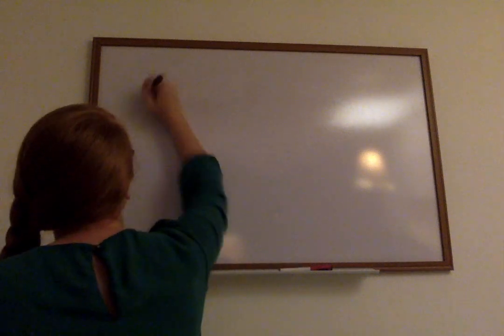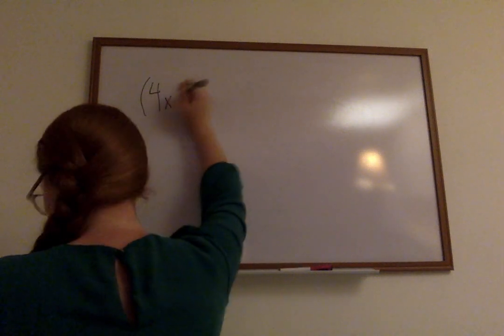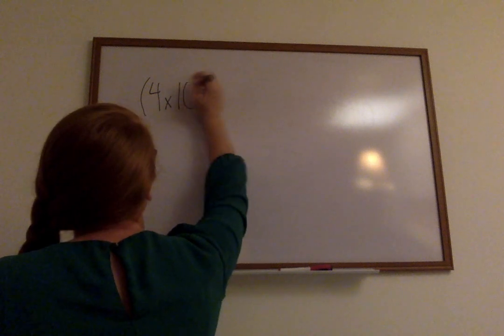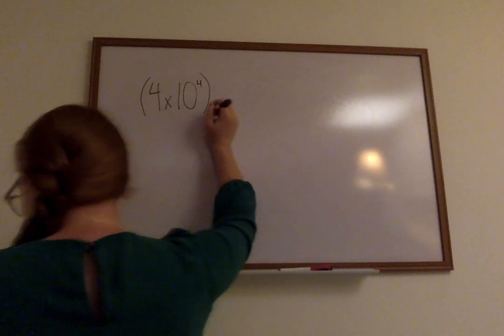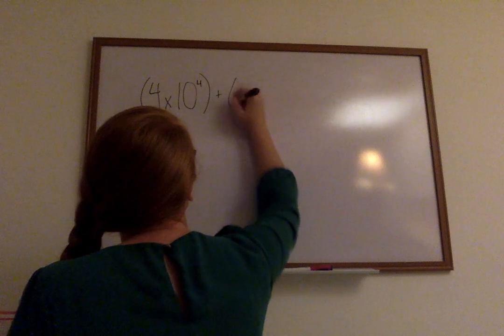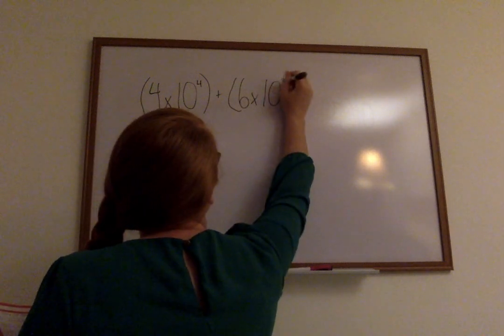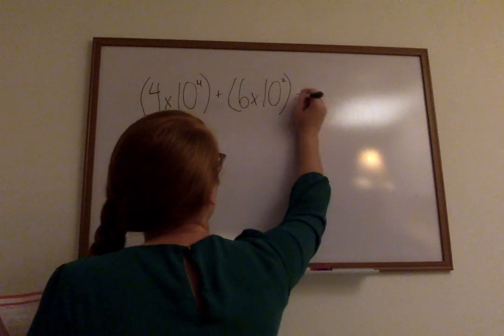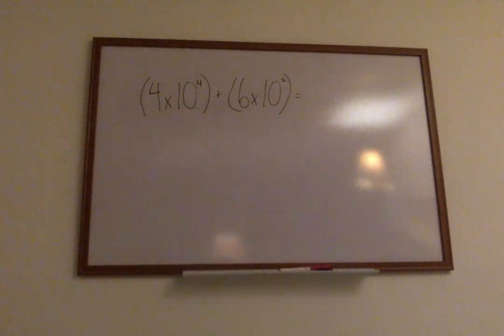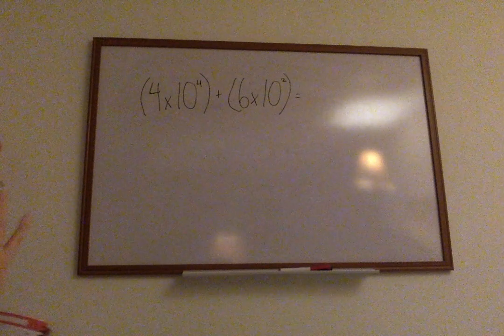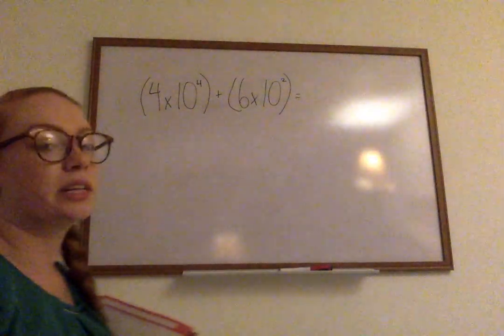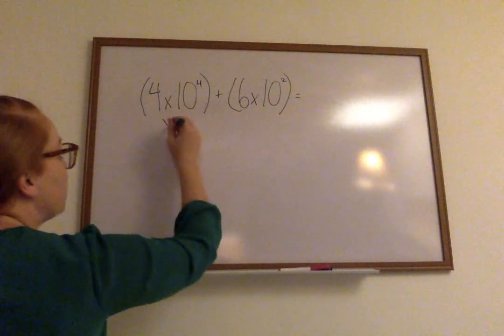Next, you may have it written like this. 4 times 10 to the 4th power plus 6 times 10 to the 2nd power, and you've got to figure out the answer. When you have it like this, you need to take it baby steps. This is the expanded form. They want you to give the answer in standard form. First, we're going to do this half.